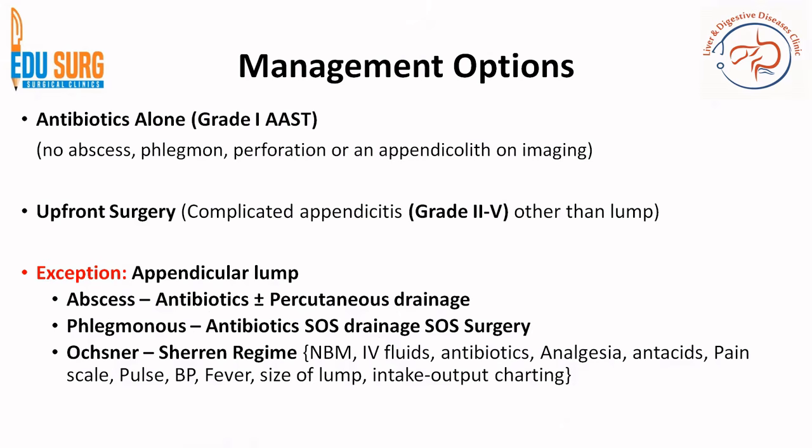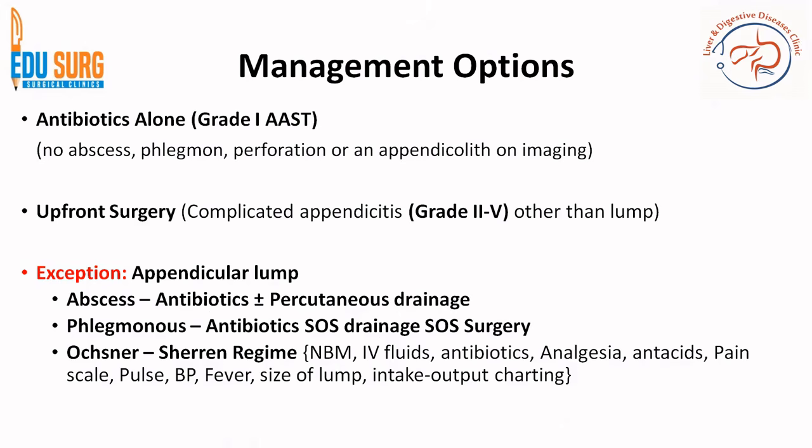In cases with appendicular lump, Ochsner-Sherren regime is something that is routinely used to manage these cases. The points include nil by mouth, IV fluids and IV antibiotics, analgesia, antacids, pain scale, pulse, blood pressure, fever, size of lump, and intake output charting. Remember, this charting is very important. Often the only sign is the rising pulse rate.